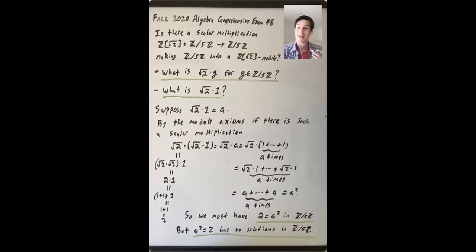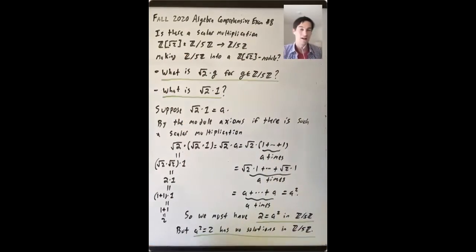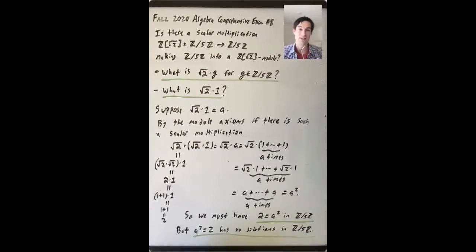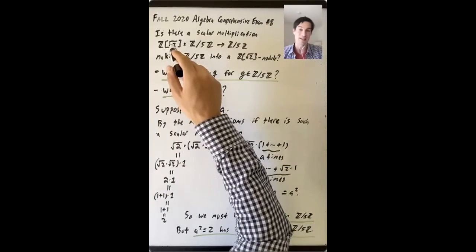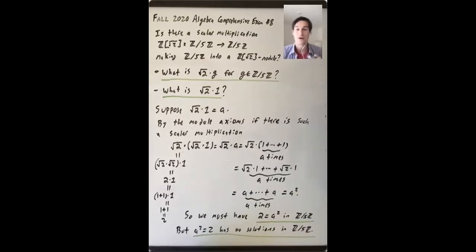And the answer is no. The idea is to say, okay, we know how integer elements of Z adjoined square root of 2 will have to act on elements of Z mod 5Z. For one thing, this is a ring with an identity, so it has to be that 1 dot x equals x for all elements of Z mod 5Z. And then if you know what 1 dot x is, you know what 2 dot x is, because 2 is 1 plus 1, and you can use the module axioms.